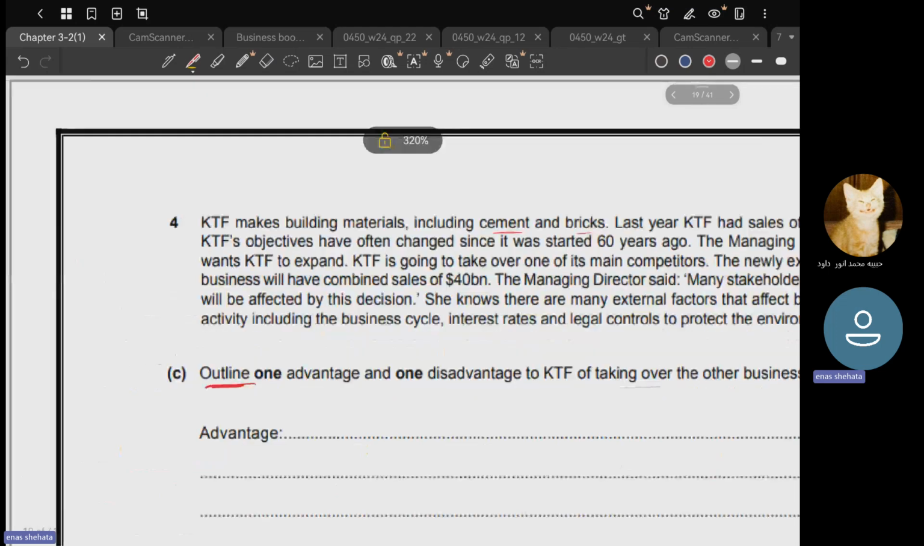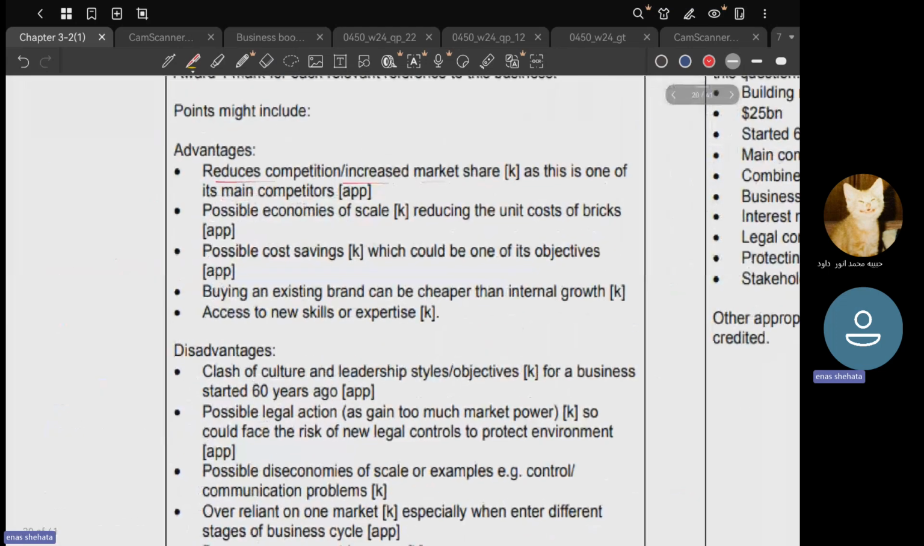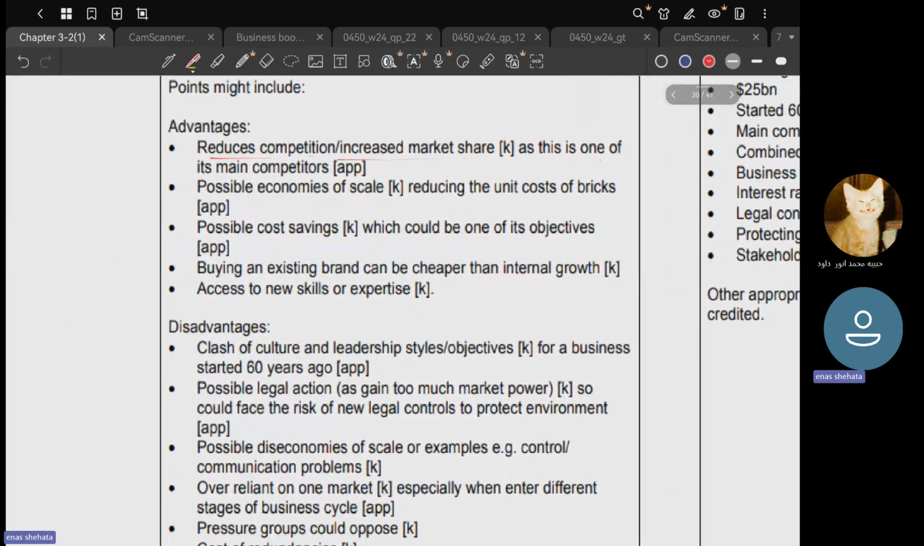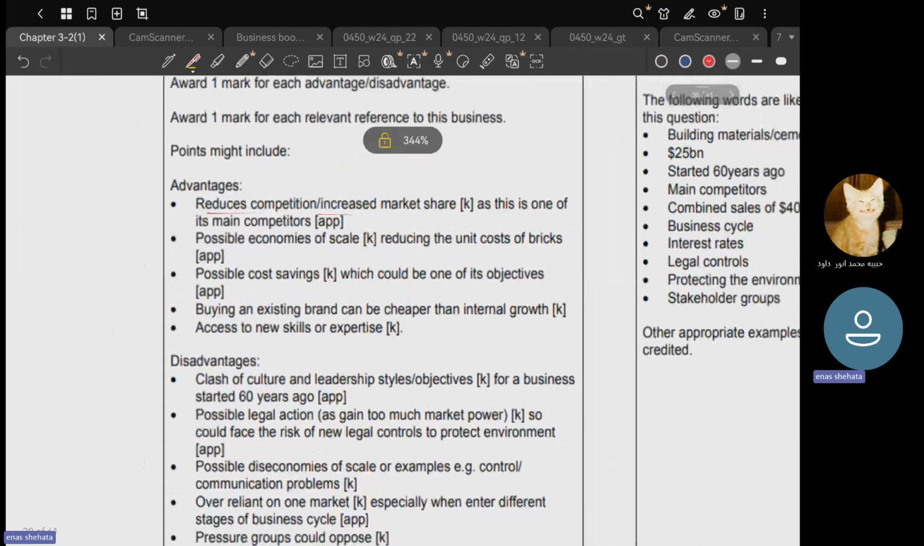Now the disadvantage. Of course, you can see many options you can state. We said the disadvantage of growing is a different management style: clash of culture and leadership style or objective, or a business started 60 years ago. You will take over a business that started 60 years ago with a certain style. If you have a different style, in this case you may have a different management style with this business.